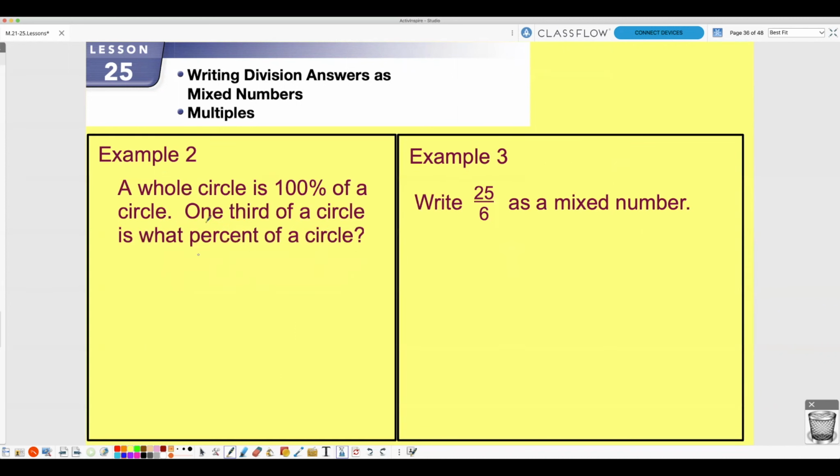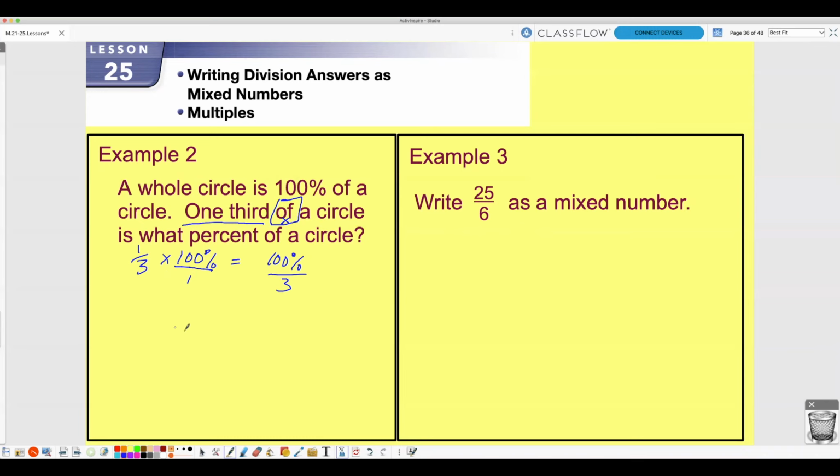Let's try another one. In example 2 here, a whole circle is 100% of a circle. 1/3 of a circle is what percent? So 1/3 of a circle, where of means times. If you're doing 1/3 times 100%, that's the same as 100% divided by 3. Notice it'd be like 100% over 1. 1 times 100 is 100%, and 3 times 1 is 3.